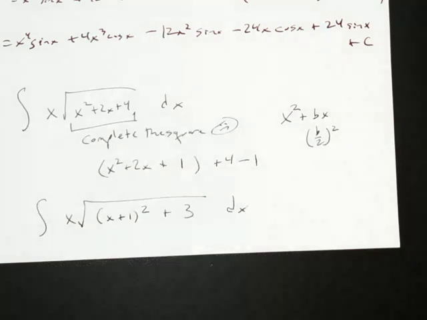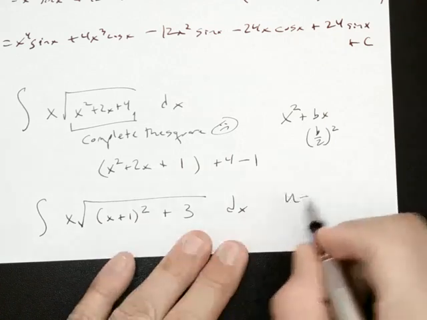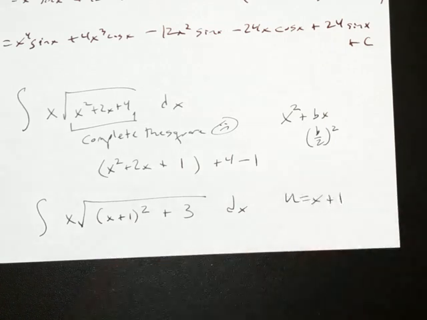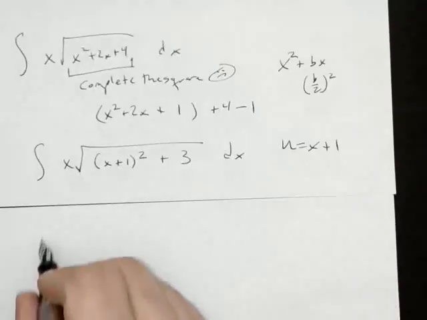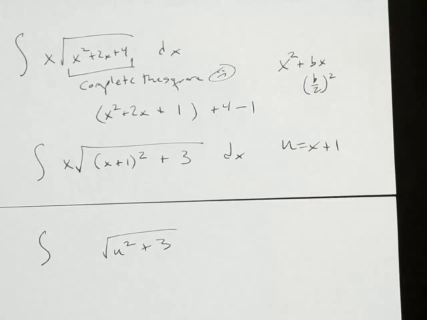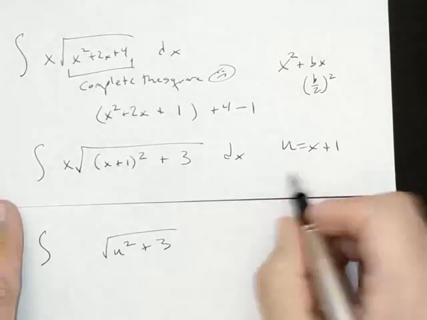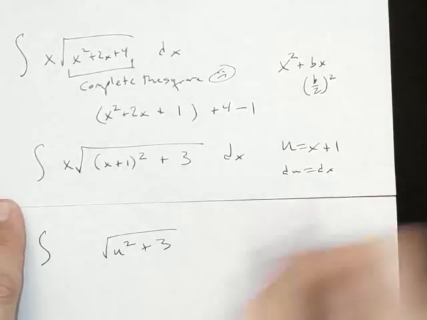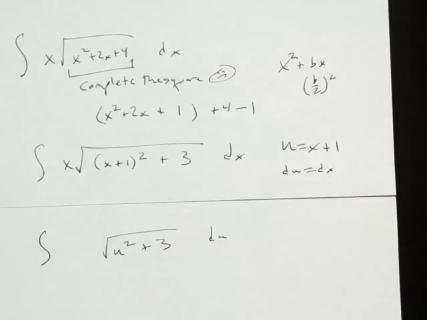It's not an x. Let's do a u substitution, and then it'll be u squared. U equals x plus 1. Then I get something squared plus a number under my square root. If u is x plus 1, then du is dx, so I just get a du there on the end.